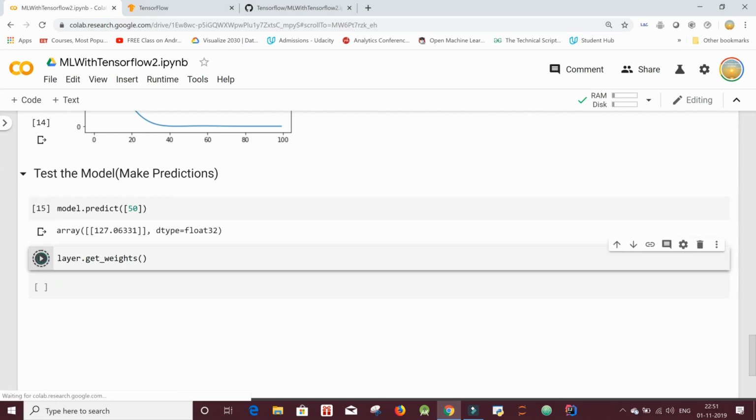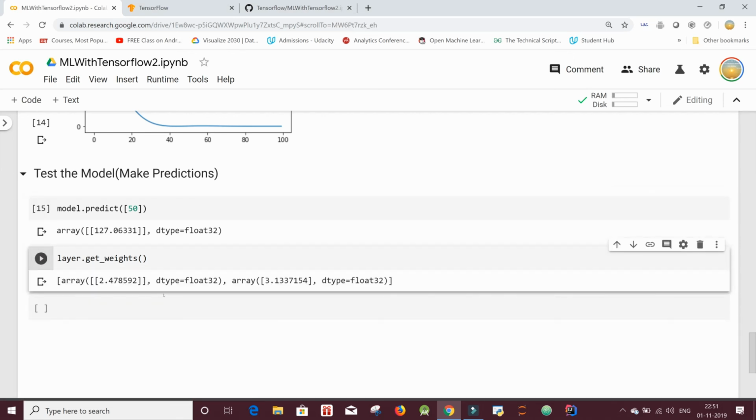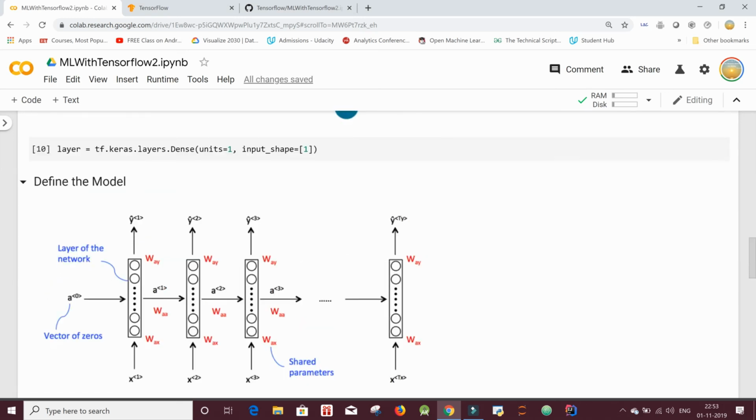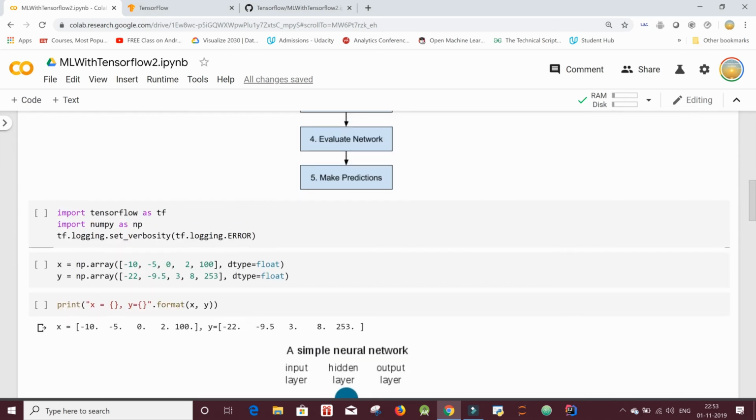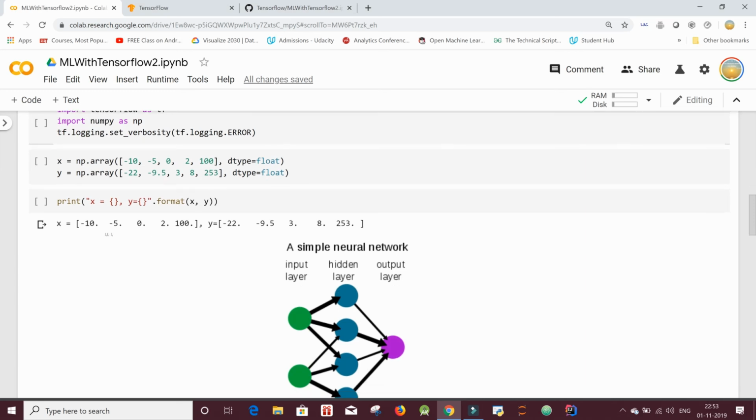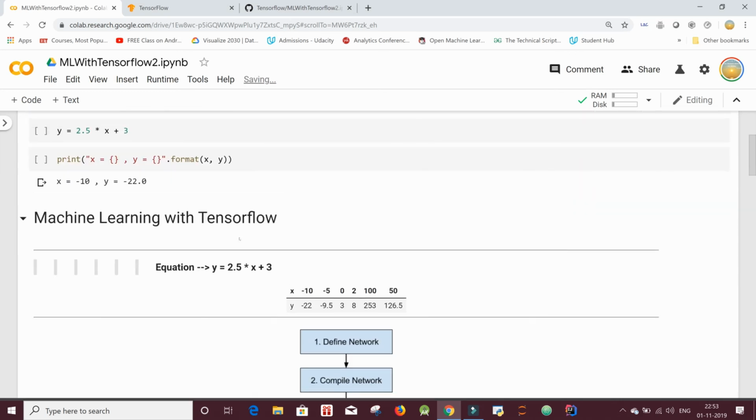Let me see what it is multiplying with x. It's multiplying 2.47 with x and adding a bias which is 3.13 to get this result, 127. This is how a model can make its own algorithm and establish a relationship between the given inputs and outputs. And this is the machine learning approach with TensorFlow which I just discussed. You can try it on your own and also have a look at the Colab.